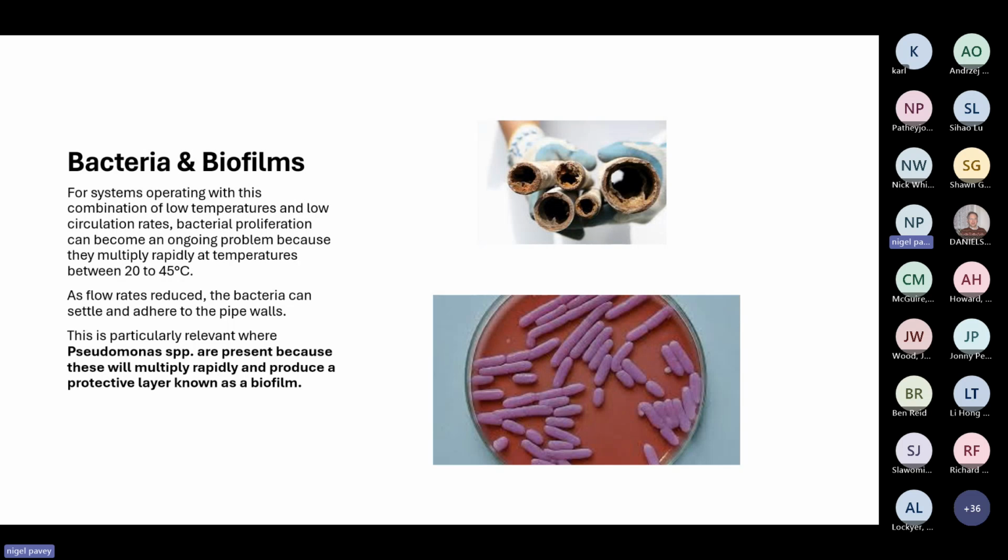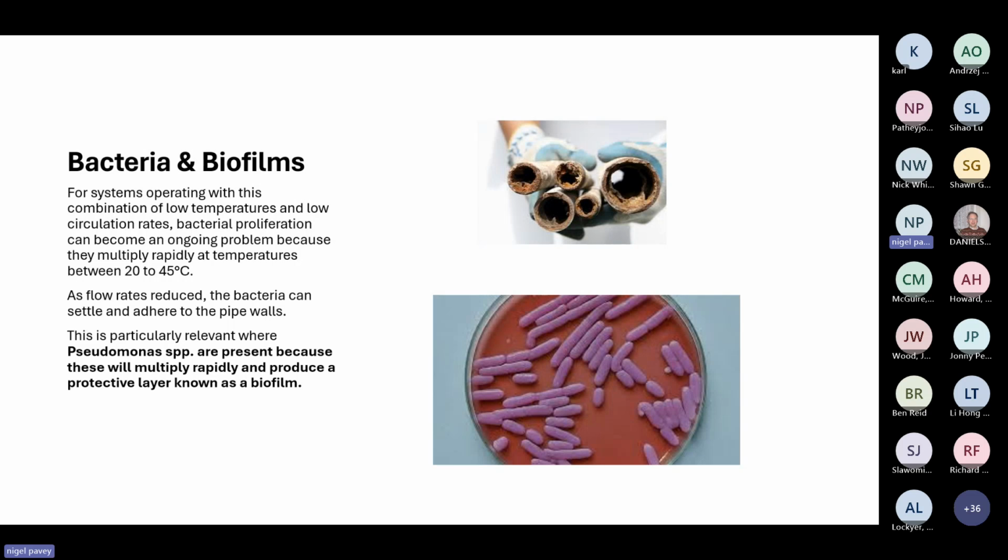Okay, so you're down to low flow rates, you're down to low temperatures, and you may be down to sluggish water. Bacteria and biofilms may be an area you might want to stay clear of and say, well, that's down to the water treatment company that looks at the system. But it's really important to consider it in design.